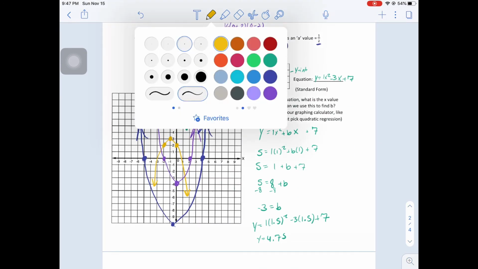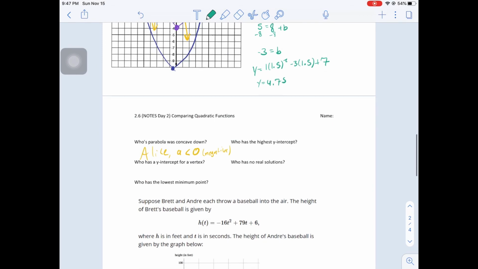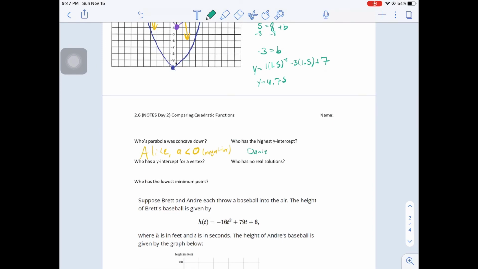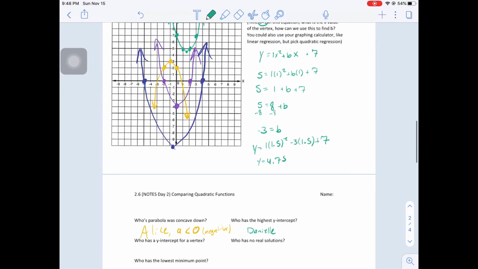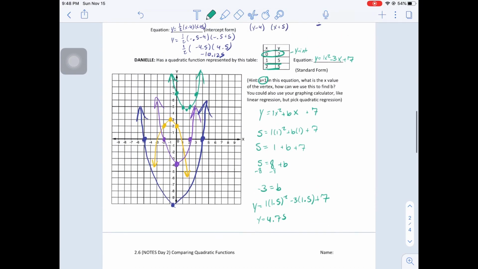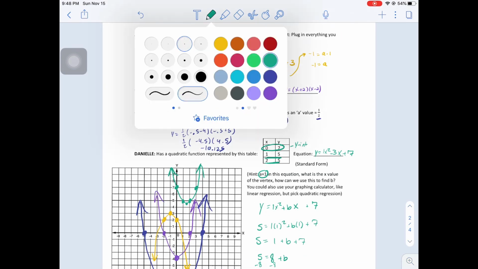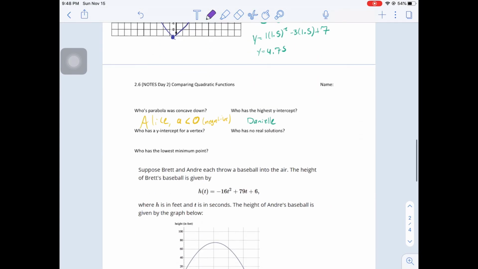Who has the highest y-intercept? It looks like Danielle. She crosses at 0, 7, so Danielle. Who has a y-intercept for a vertex? Y-intercept for a vertex, purple. Purple was Ben.